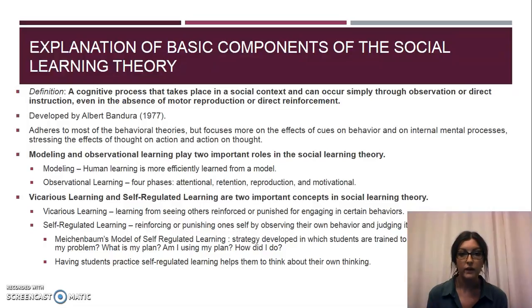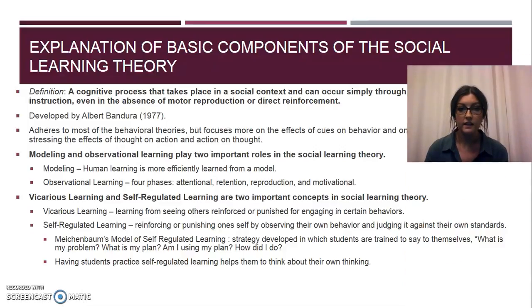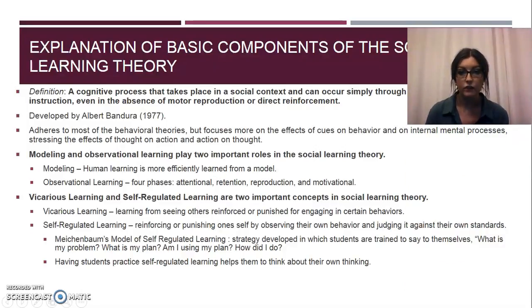Vicarious learning and self-regulated learning are 2 important concepts in social learning theory. Vicarious learning is learning from seeing others reinforced or punished for engaging in certain behaviors. Self-regulated learning is reinforcing or punishing oneself by observing one's own behavior and judging it against one's own standards.